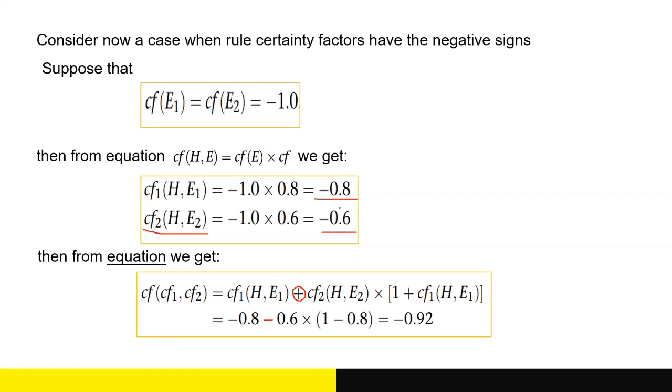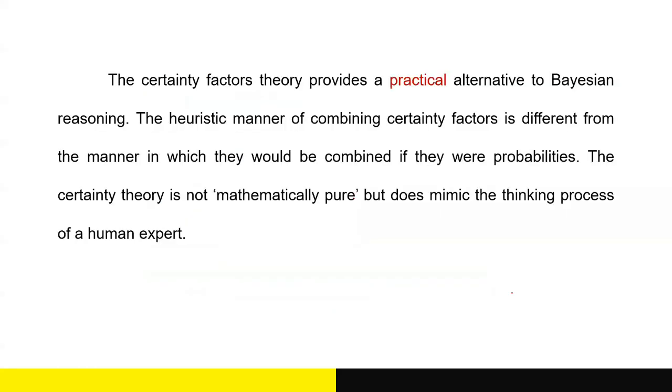So since ipa-plus natin siya or i-add, and then yung value ng certainty factor 1 and of hypothesis given evidence 1 is negative, so we will subtract it. So the value of certainty factor of the combined evidences when both of the evidences are negative is equals to negative 0.92, and it represents that there is an incremental increase of disbelief in hypothesis.